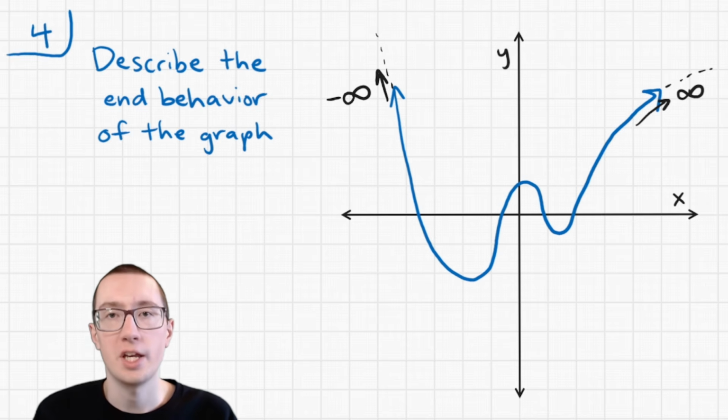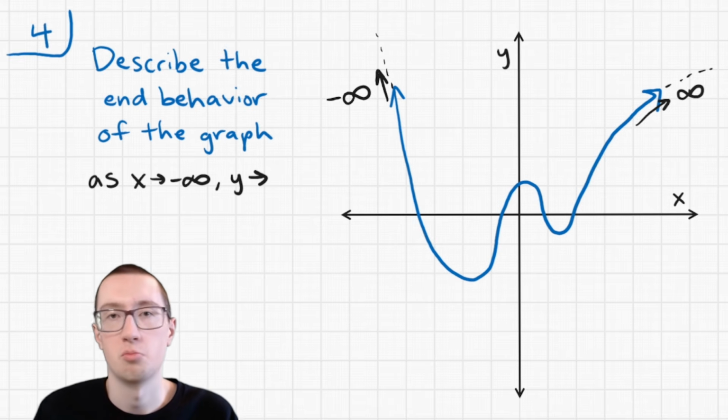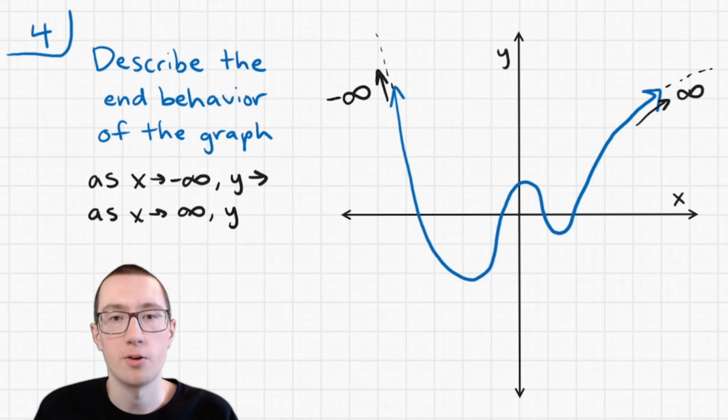So the whole point of end behavior is figuring out what y is doing, the up and down, as x goes to negative infinity and positive infinity. So we're going to phrase this as: as x approaches negative infinity, y is going to approach something, right? And as x approaches positive infinity, y is also going to do something. So let's find out what that something is that y is going to do.